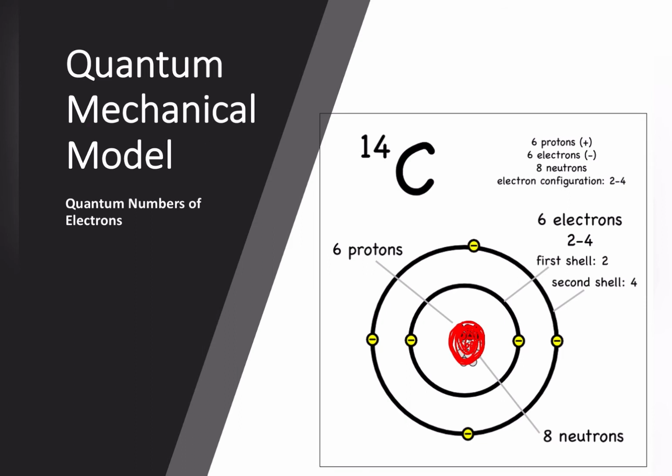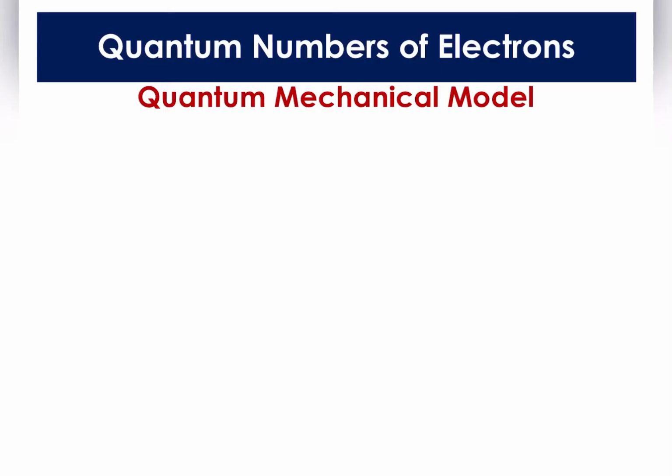So that's why scientists use one of the studies, which is the quantum mechanical model, where the quantum mechanical model uses one term, which is atomic orbitals. So atomic orbital is a new term, where you use atomic orbital to illustrate the position of electrons. So what is the definition of atomic orbital?